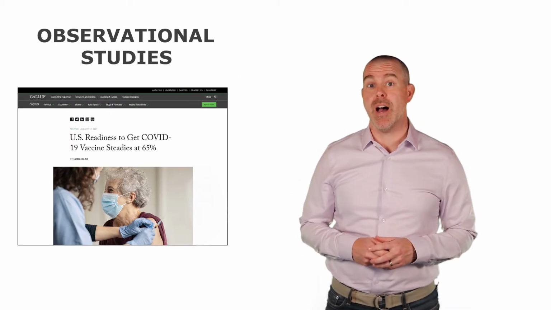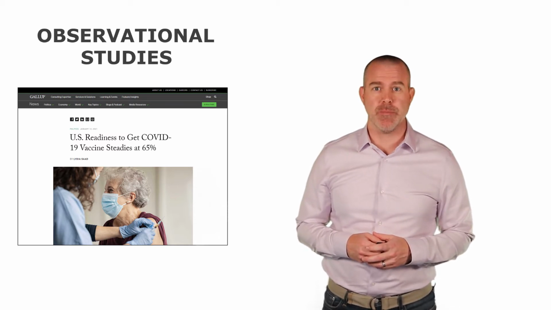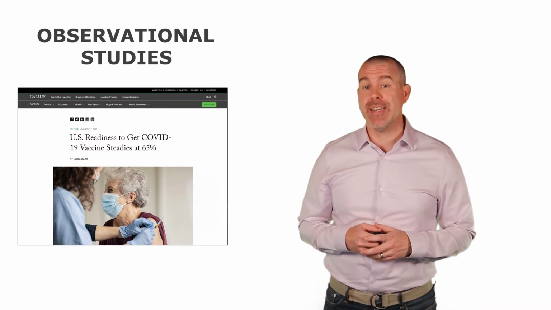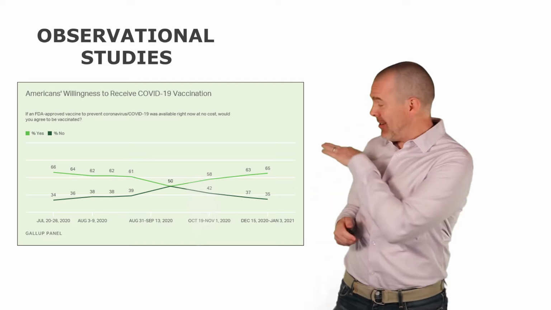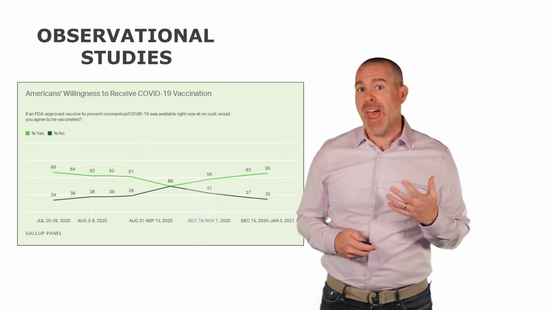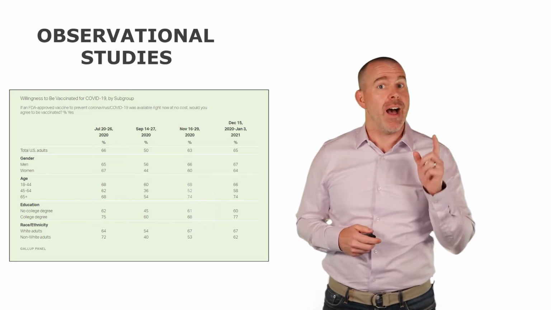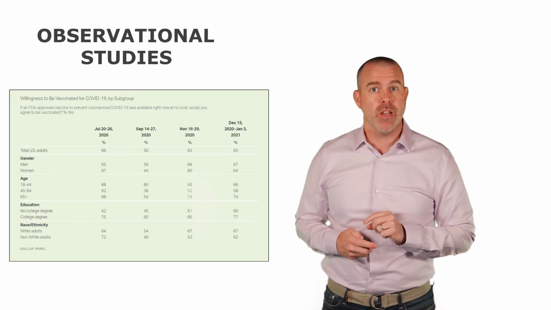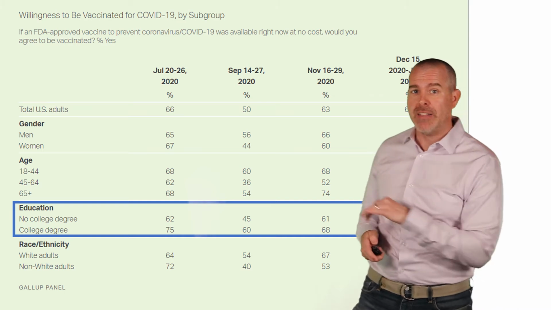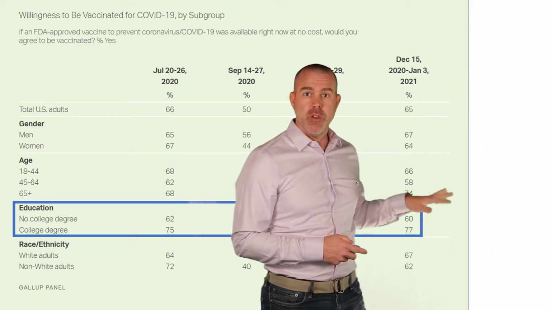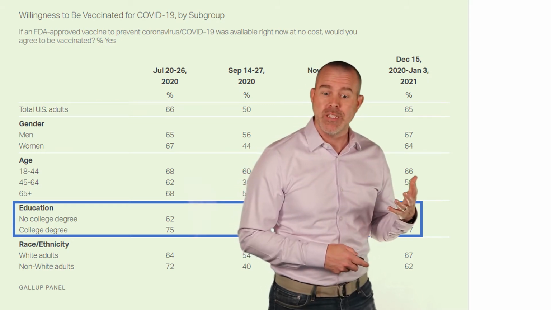Let's look at an example of an observational study. This is a poll done by the Gallup organization, and they're talking about Americans' willingness to get the COVID-19 vaccine. They have this varying over time. You can see there's a little dip in there, and they actually have it broken down by different demographics. They have gender, age, and education is kind of an interesting one. So if we zoom in and look closely here, we have no college degree and then college degree. And if you look at the results over here, you can see that those with a college degree actually seem to be more willing to get the vaccine.